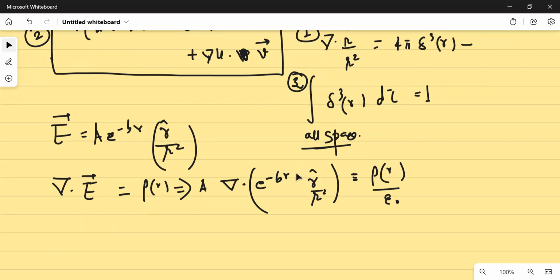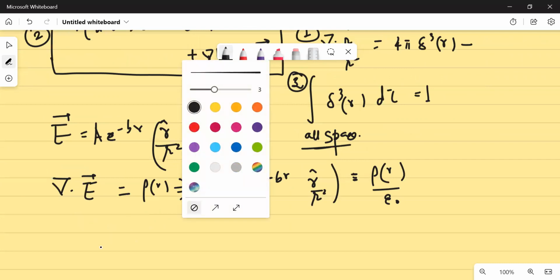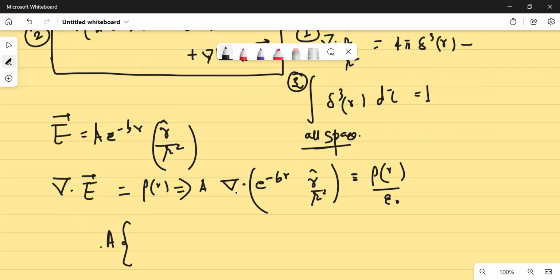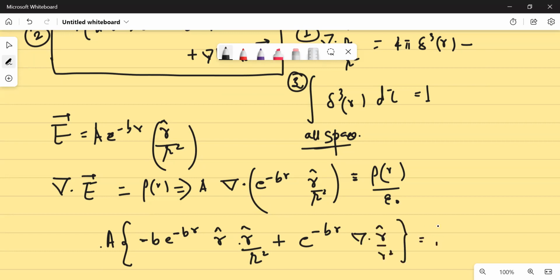And what I will get is, I'll take this A as a constant. Keep that A as a constant. And you take the grad of e to the power minus br, which will be minus b e to the power minus br r cap, dot r cap upon r squared, and then plus e to the power minus br and del dot r cap upon r squared. It will give you rho as a function of r, and it will be equal to epsilon naught into A, and this is it.